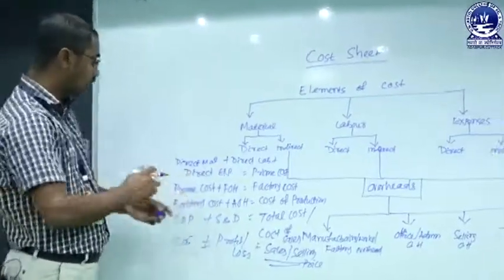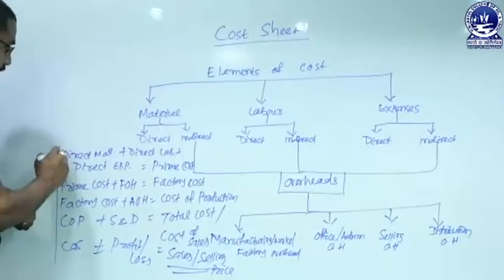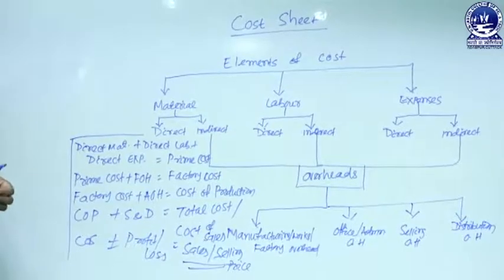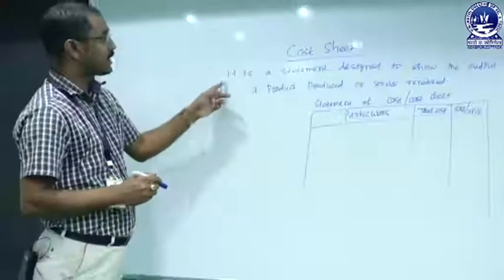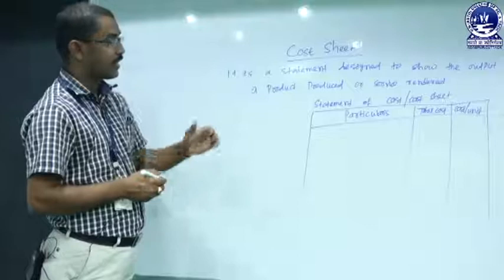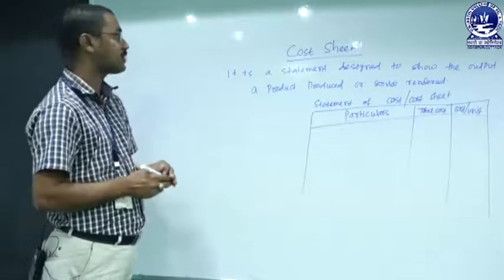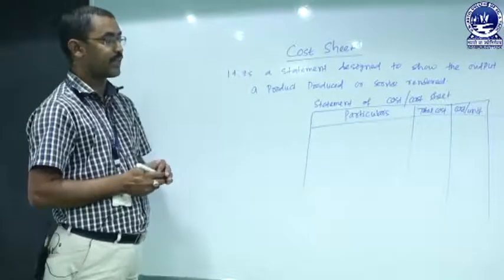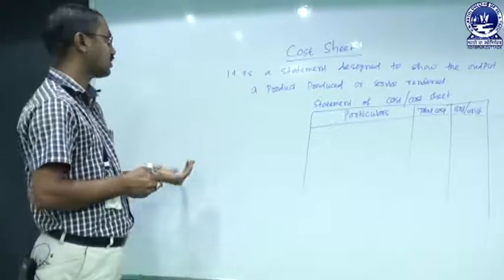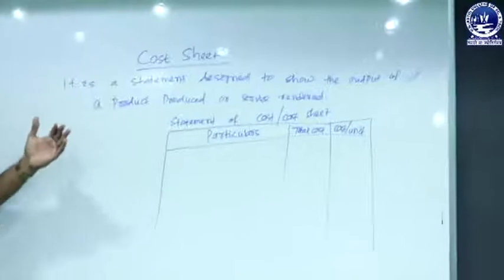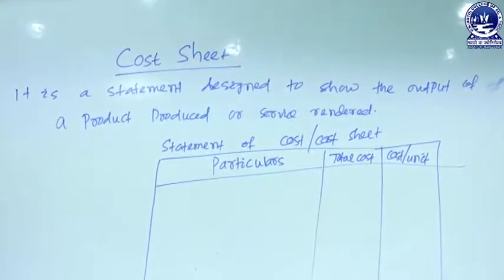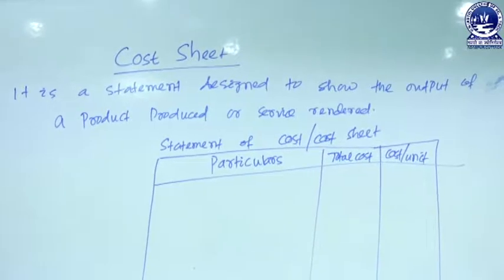So taking into consideration these heads, we can prepare a cost sheet and accordingly work out a problem. Now we can discuss what a cost sheet is and what the format of a cost sheet is, and accordingly we will work out a problem taking into consideration the various elements of cost which we discussed previously. So a cost sheet is a statement designed to show the output of a product produced or service rendered.